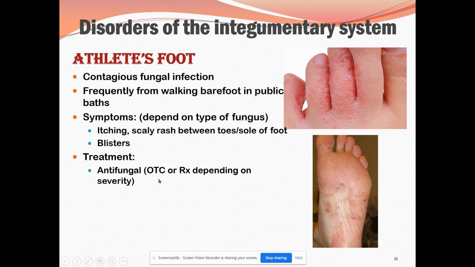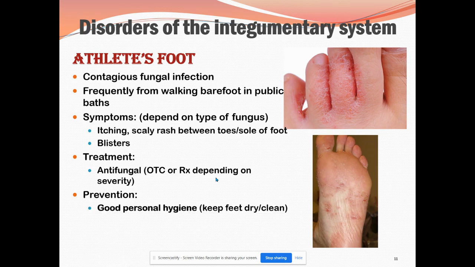So OTC means over the counter. You can get over the counter antifungal creams at Walgreens and CVS, or Rx is prescription. So if it's super bad, you can get a prescription for it. Best way to prevent this is, first of all, don't walk barefoot in public places. And secondly, wash your feet. So keep them clean and dry, and don't borrow things from people. I mean, like towels or socks or things like that, or shoes. Ew, disgusting. No, no, no.